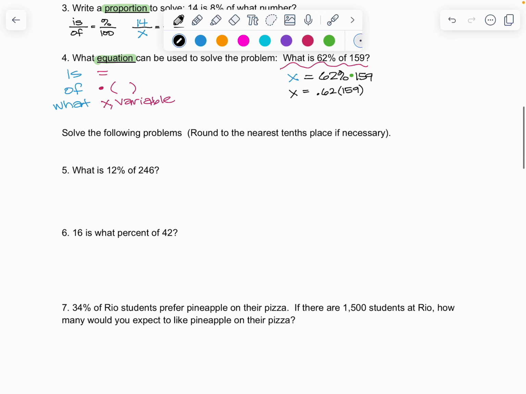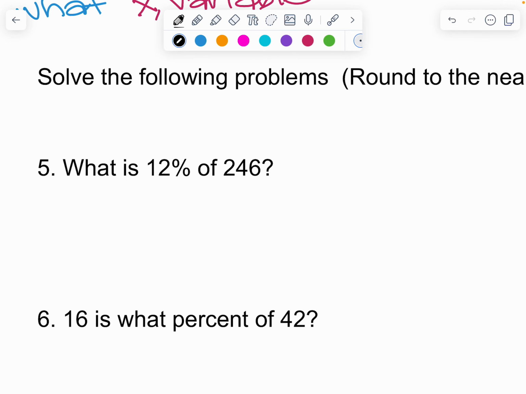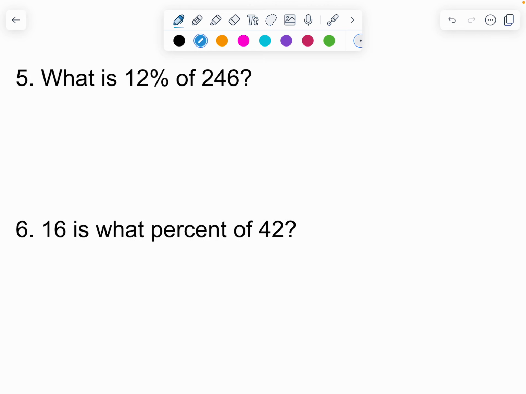All right, let's do number 5. Now, number 5 says, let's solve problems 5, 6, and 7. Round to the nearest tenth place if necessary. Don't let that rounding mess you up. Here we go. What is 12% of 246? I'm going to solve it both ways for you. I'm going to do an equation because that's my favorite. So what is 12%? I'm going to change that to a decimal. Of 246. So don't I just multiply 0.12 times 246? You should get 29.52. Come on, you know that wasn't bad.